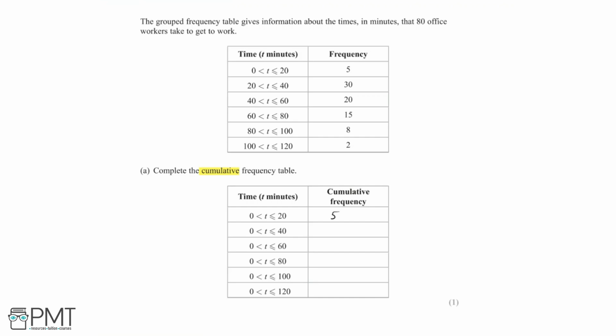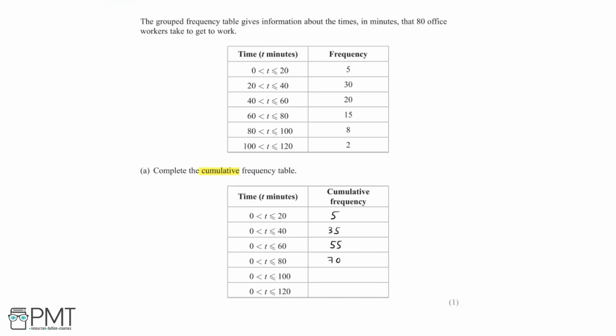But now between 0 and 40, we'd have to add the frequencies between 0 and 20 and 40. And so we'd do 5 plus 30, which gives us 35. And so between 0 and 60 minutes, we'll do 35 plus 20, which is equal to 55. And now between 0 and 80, we'll do 55 plus 15, which will give us 70.